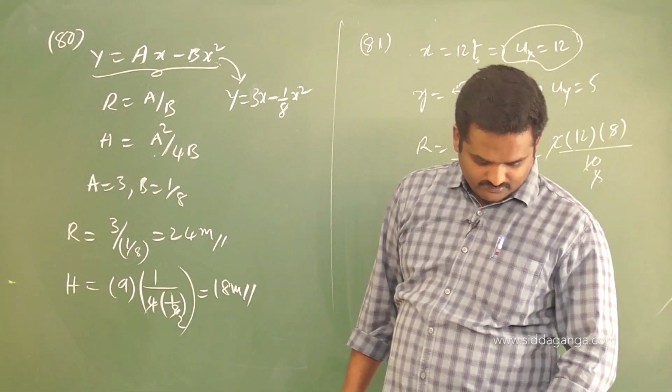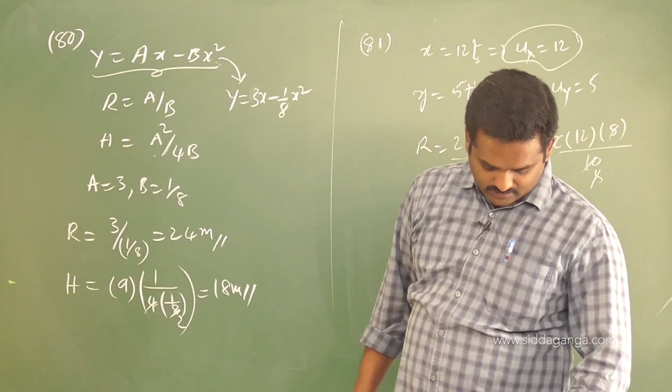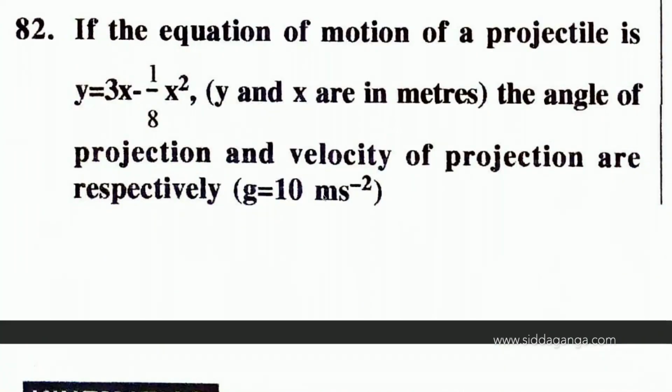82 is the same as 80. 82 and 80 are the same. They are given in the form y equals x minus b x square. Angle of projection and velocity of projection are respectively how much, they are asking.